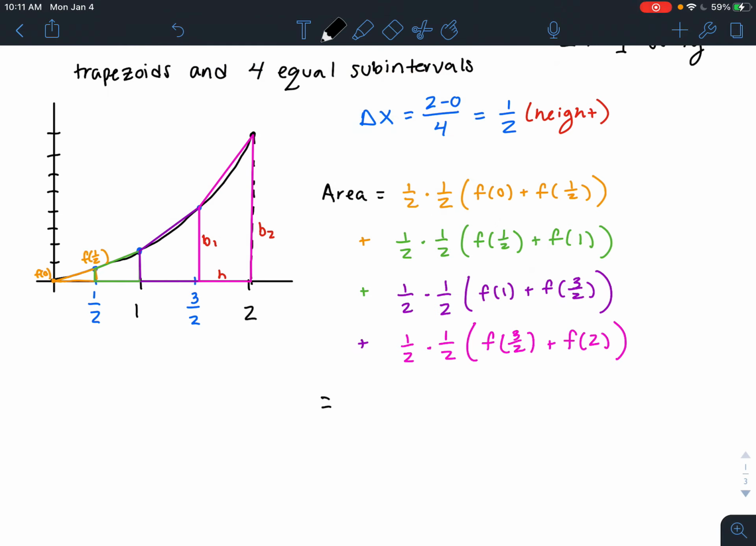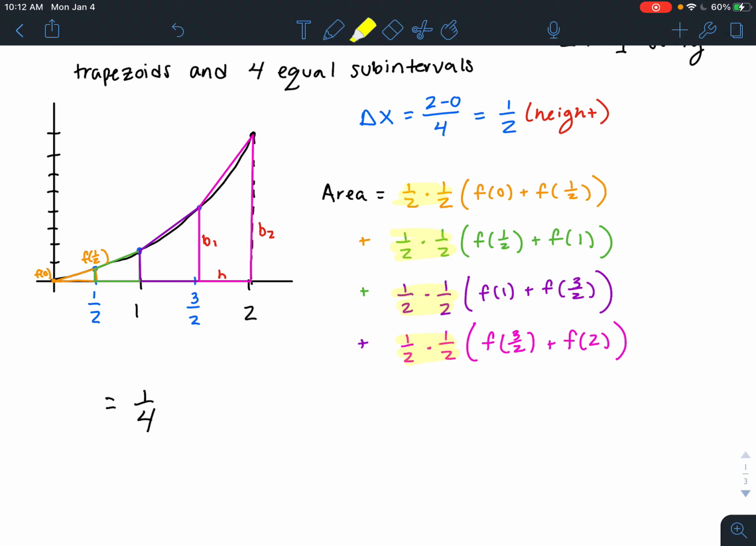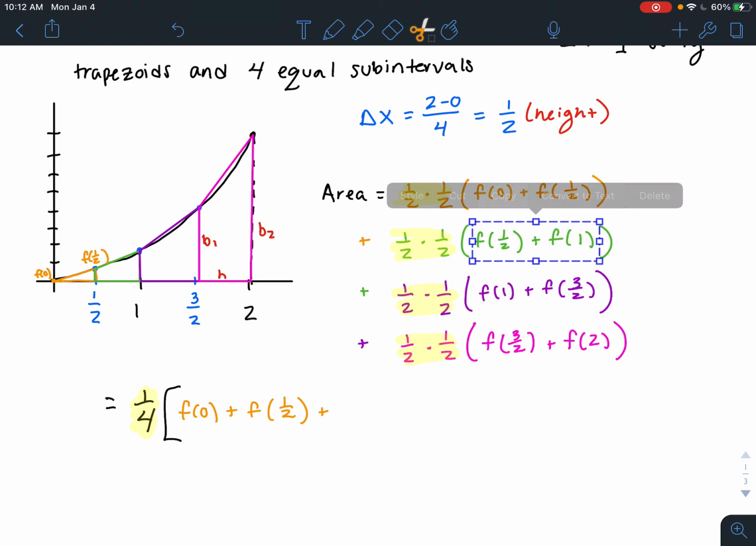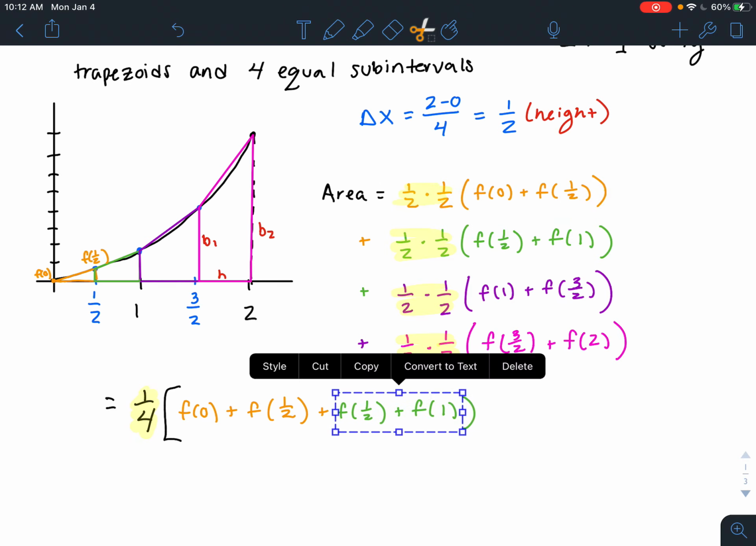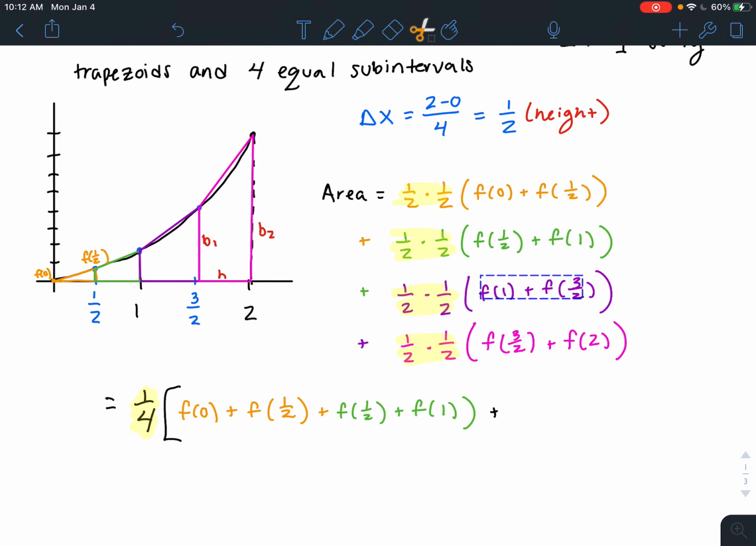So this is a lot, and if you were to have more than 4 subintervals, this might be a little cumbersome. So if we look at this, they all have 1/2 times 1/2 in front of them. So I'm going to factor that out front. 1/2 times 1/2 is going to give me 1/4, so that's our factored out part. And then if we leave what's left over on the inside, we have f of 0 plus f of 1/2. And then I'm just going to copy and paste because that seems easiest, just taking all of the stuff that's left inside.